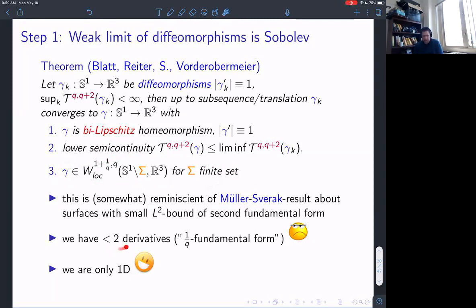Our situation is a bit different. We don't have a second fundamental form, right? We have less than 2 derivatives, so there's no second fundamental form here. However, we are only in 1 dimension, right? So there's a trade-off. The 1 dimension helps us for the parameterization a lot, but we pay with these derivatives, because we have less than 2 derivatives under control here.